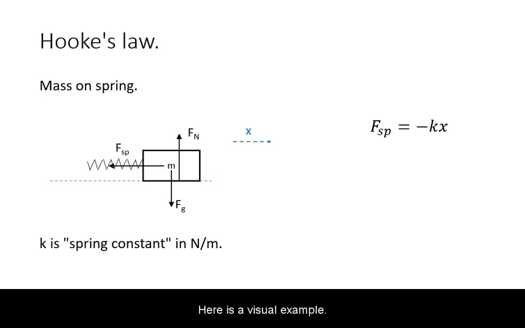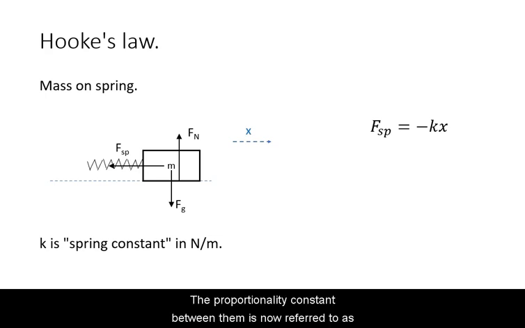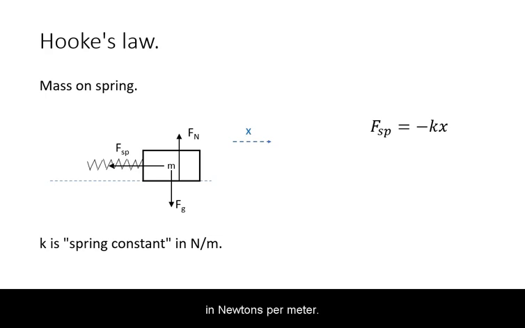Here is a visual example. A mass is tied to a spring placed on a frictionless surface and then pulled towards the right for a small displacement. There will be a tendency for the spring to return to equilibrium. Hence, the displacement is towards the right, and the force is to the left. The proportionality constant between them is now referred to as the spring constant, measured in newtons per meter.